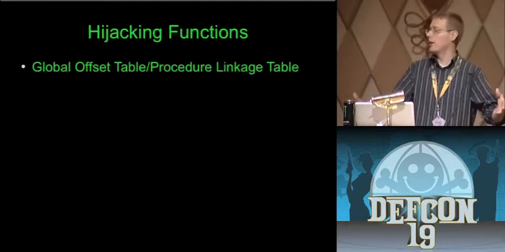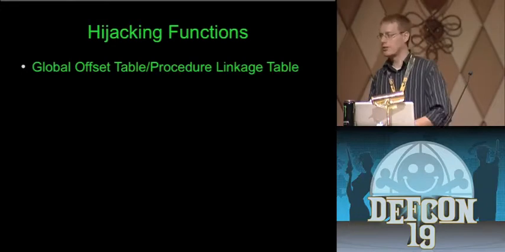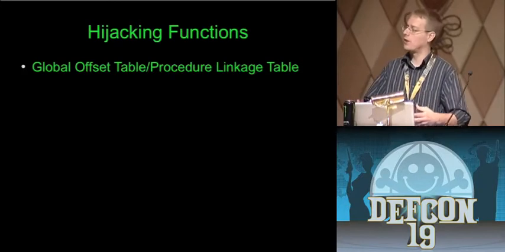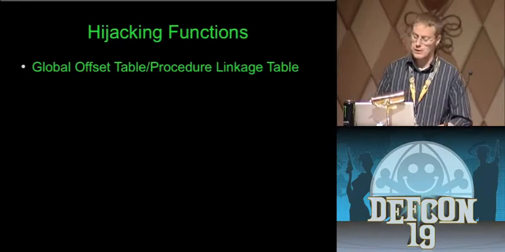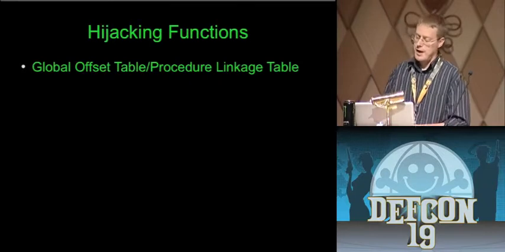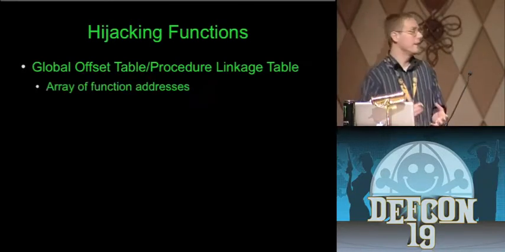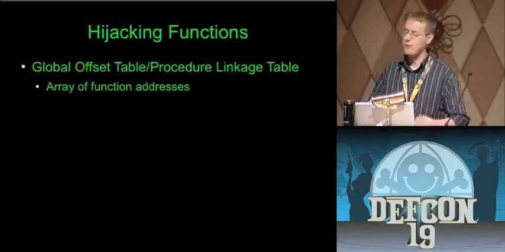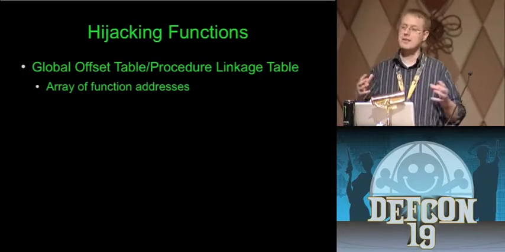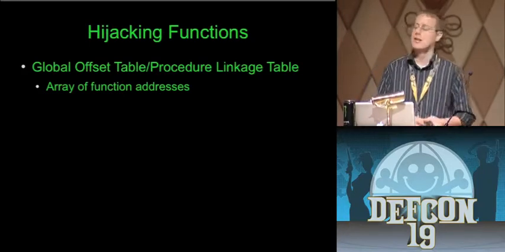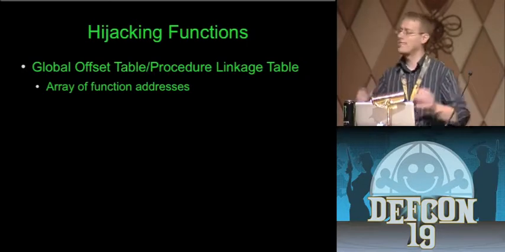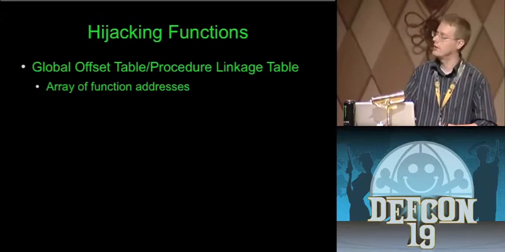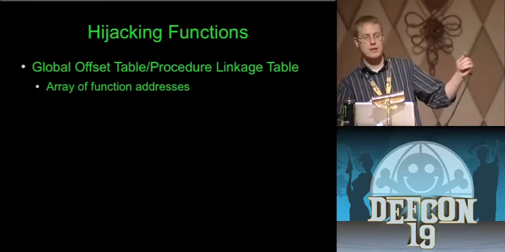Hijacking functions. So we injected our shellcode, and that's great. We got our shellcode to run once, but remember, we wanted our shellcode to run more than one time. Anytime that receive is called, our code needs to run. So we're going to take a look at the global offset table and the procedure linkage table. And what that is, it's an array of function addresses. Anytime your program calls printf or receive, memset, any function that comes from a shared object, it's not actually going to call that function directly. It's actually going to call a stub entry in the GOT, which then calls printf.